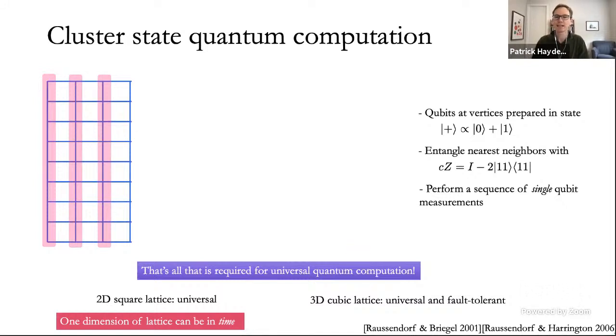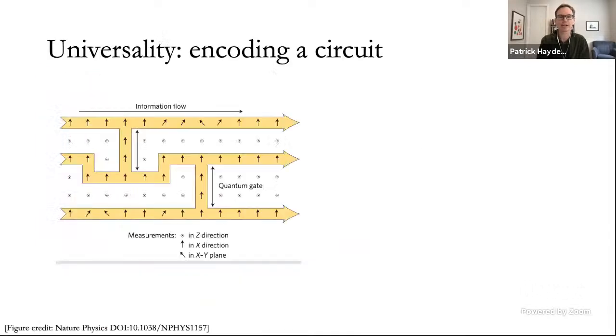And that's an important feature of the way that cluster state quantum computation is expected to be implemented in practice. Now, how do you actually use this to perform a quantum computation? This figure is actually taken from a paper of Robert's. I'll just sketch this out for you.